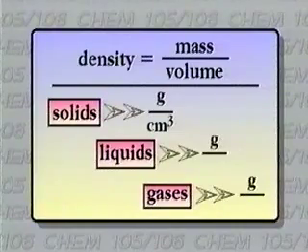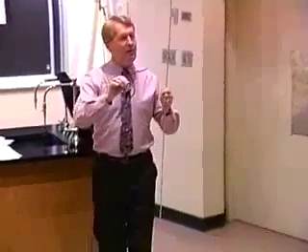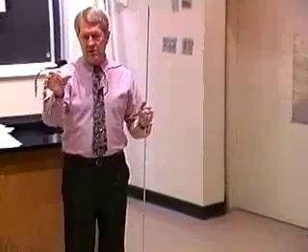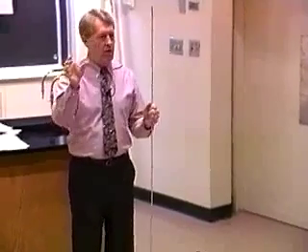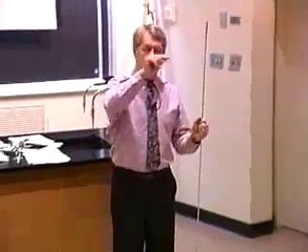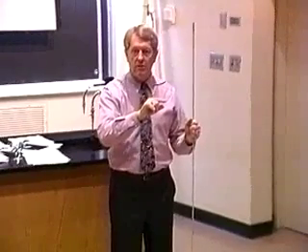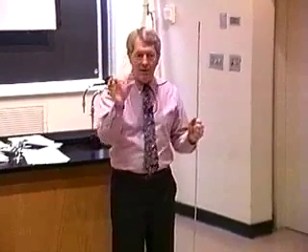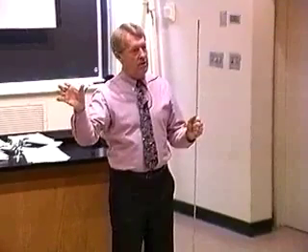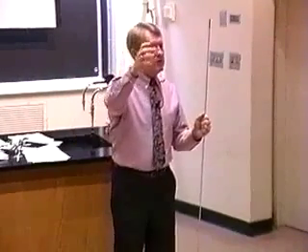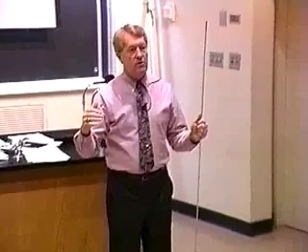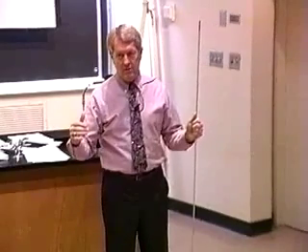Now, that means that if we have an object that has a definite shape like a square or a rectangle or something like that, we can measure its dimensions in centimeters and we can calculate the volume of the object. We can weigh its mass, and with that piece of information we can then calculate the density.